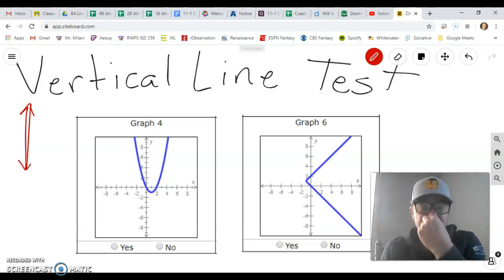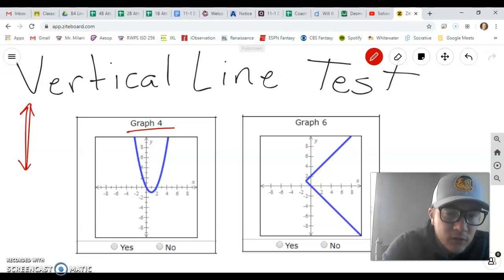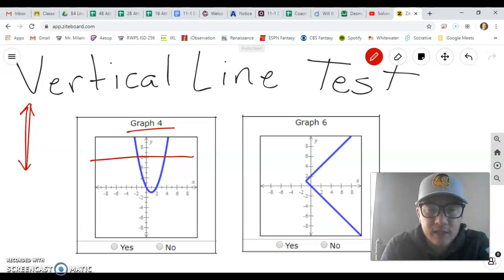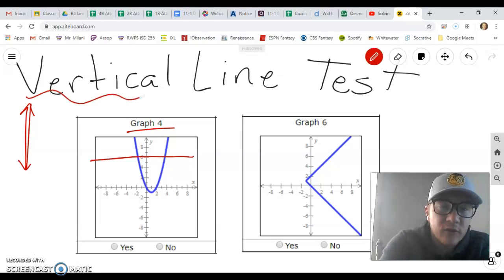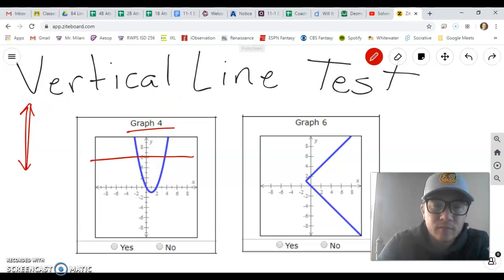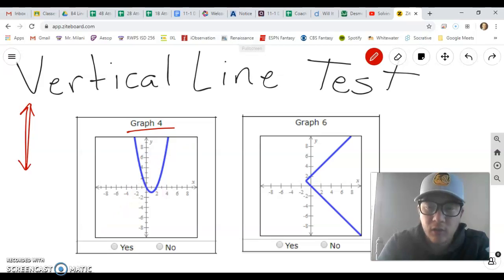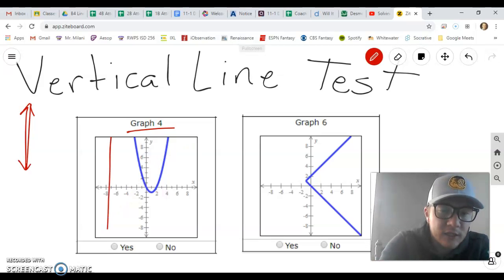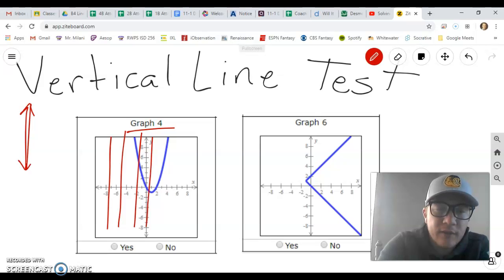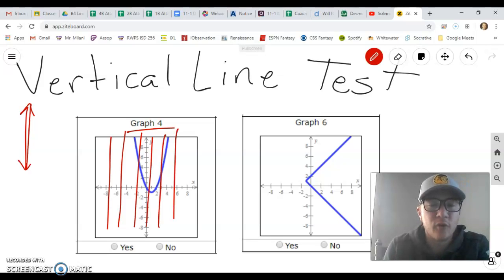anywhere on this graph, let's just look at graph 4 right now. Anywhere on that graph, it can never hit my graph twice. Anywhere on my graph. So if I'm looking at graph number 4, no, we can't put horizontal lines in. That's not the test. It's a vertical line test. No, you can't put diagonal lines in. It's a vertical line test. Vertical lines. Will any vertical line that I draw hit my graph more than once?